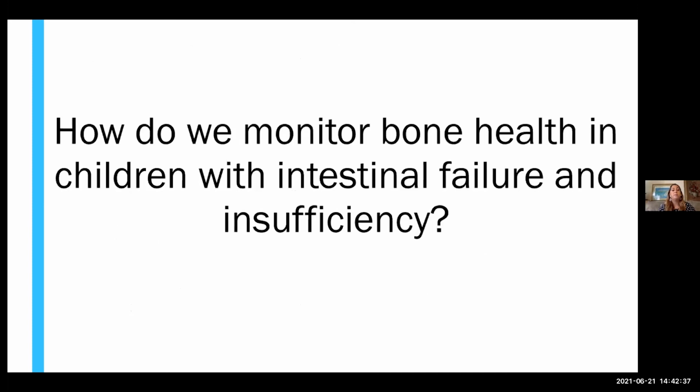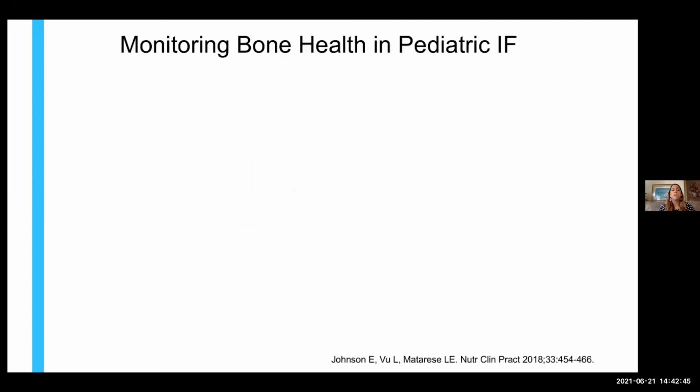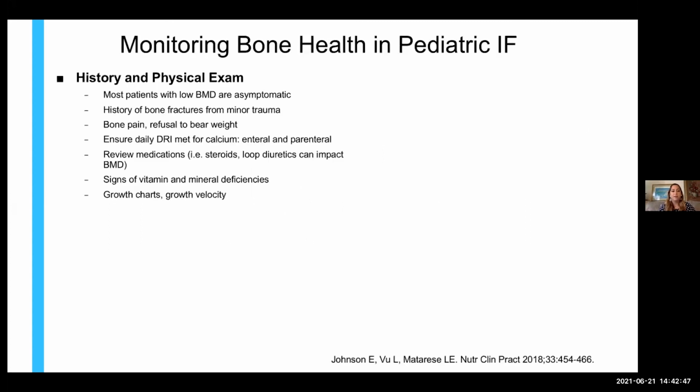Okay, so moving on to monitoring for bone health in children with intestinal failure, as well as insufficiency. Again, very important in the insufficiency group as well. So we start off, like we do with a lot of other things, with a history and physical exam. Important to note that most patients with low bone mineral density will be asymptomatic.